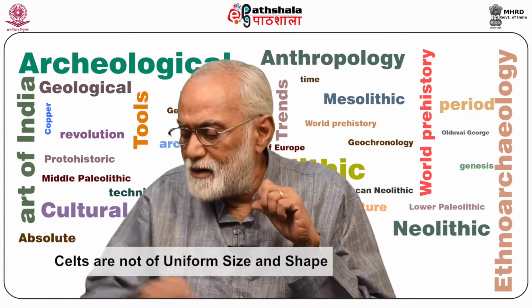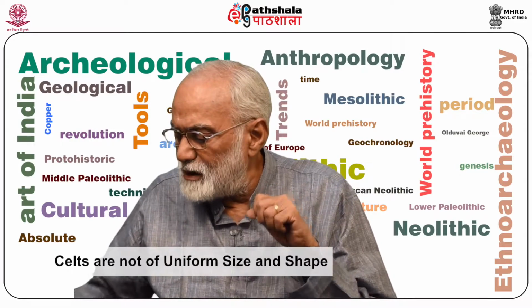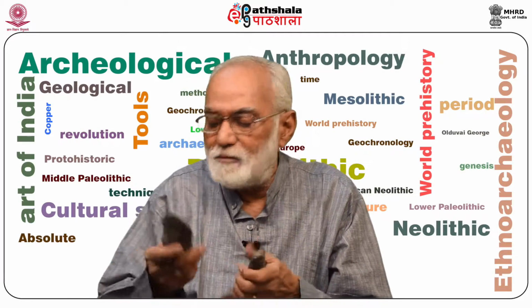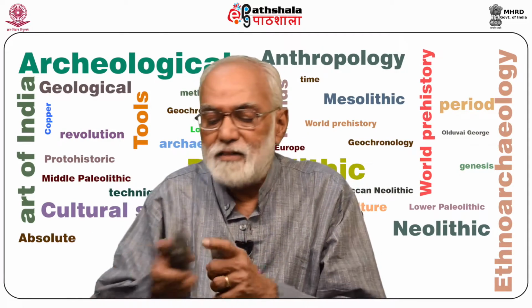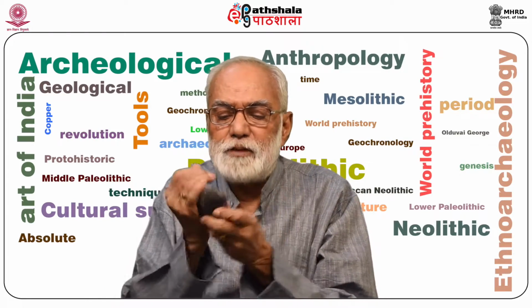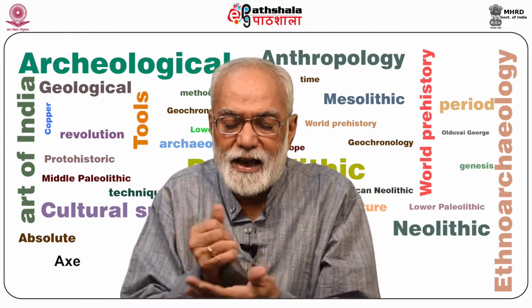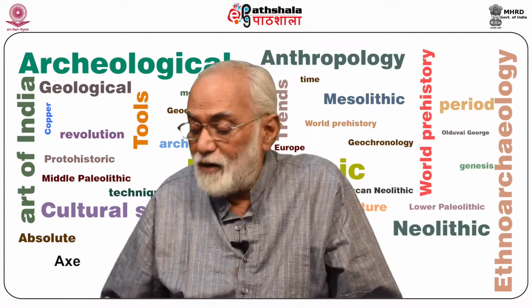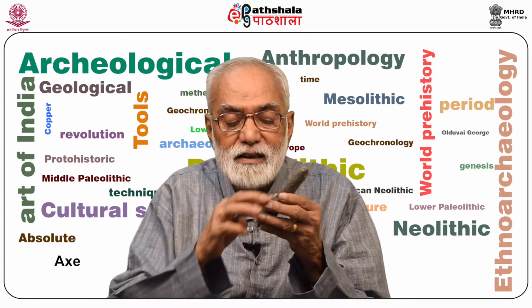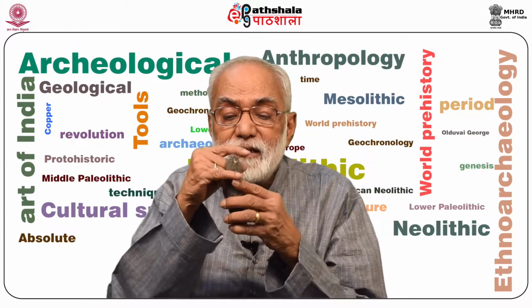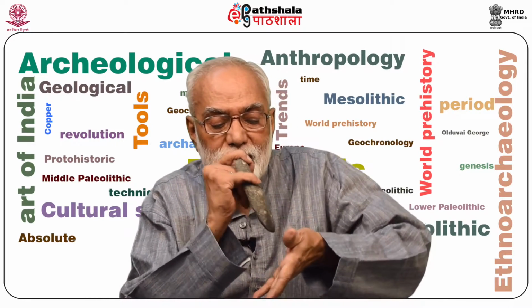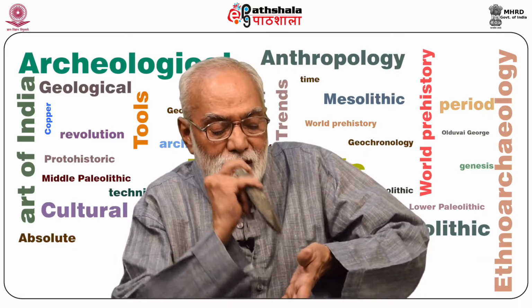There is one kind of celt which is plano-convex. Now, the celt that I am talking of is biconvex. It is biconvex. And this is typically an axe. You can use it as an axe. But there are celts which are found to be plano-convex. And if it is plano-convex, one side convex, the other side plane, it is believed that they have been hafted in an angular handle so that they can work as an adze, A-D-Z-E, like this.